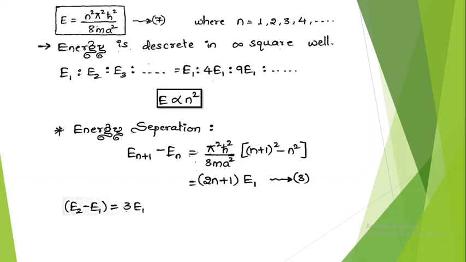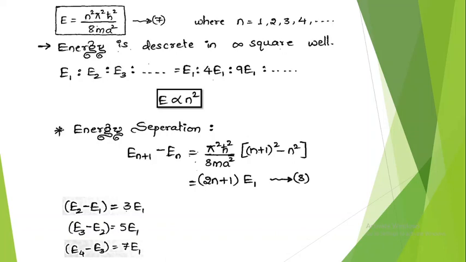So it will be equal to 2 into 1 plus 1, because n is with respect to the lower state. So it will come up to 3E1. And the next higher state, E3 minus its lower state E2, will be equal to 2 into 2 plus 1, that is 5E1. Similarly, the higher state will be 7E1, and so on.